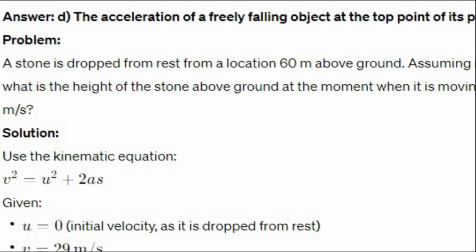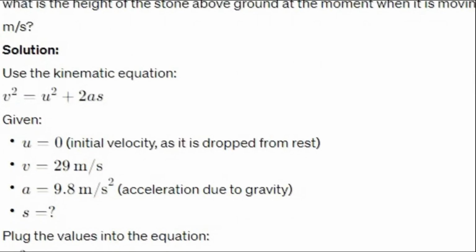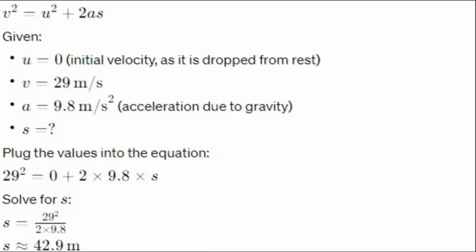Use the kinematic equation V squared equals V naught squared plus 2AS. Given U equals 0, initial velocity as it is dropped from rest. V equals 29 meters per second. A, acceleration, equals 9.8 meters per second squared, acceleration due to gravity. S is required.